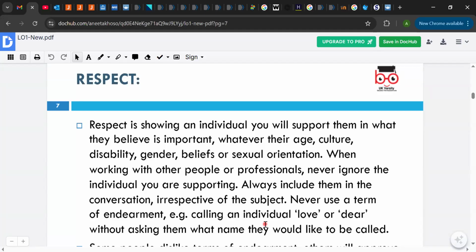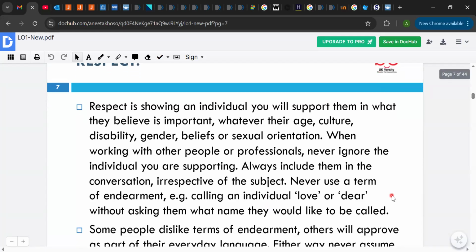So this is what we need to do. We need to eliminate these things, and we need to focus on these things. Okay. So age should not be a barrier. These things, these cultures, disability, these should not be barriers. And when working with other people or professions, never ignore the individual you are supporting. So every individual is separate, okay, and distinct. Always include them in the conversation, irrespective of the subject.